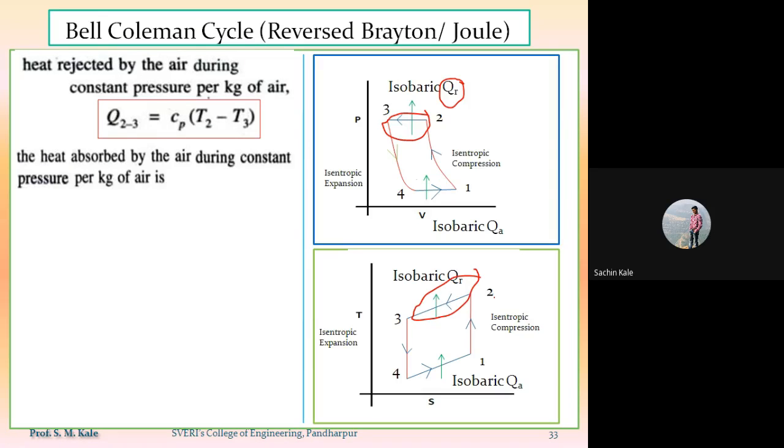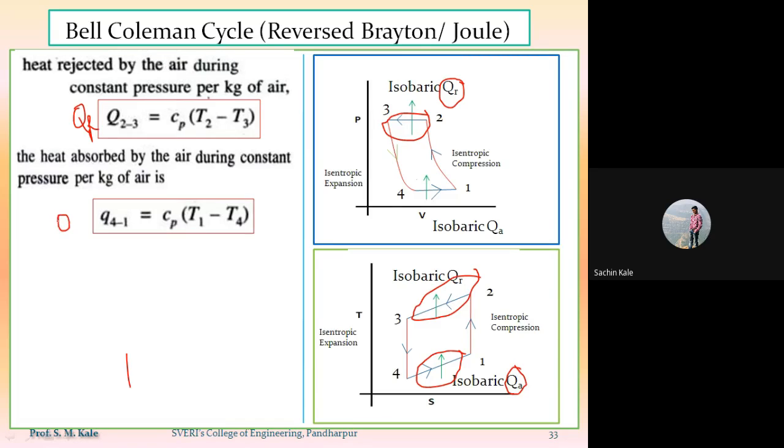Similarly, if I want to calculate the amount of heat absorbed during the process 4 to 1 per kg of air, that will be calculated using the formula Cp into delta T. Delta T is nothing but T1 minus T4. So this is the amount of heat rejected, and this is the amount of heat absorbed.